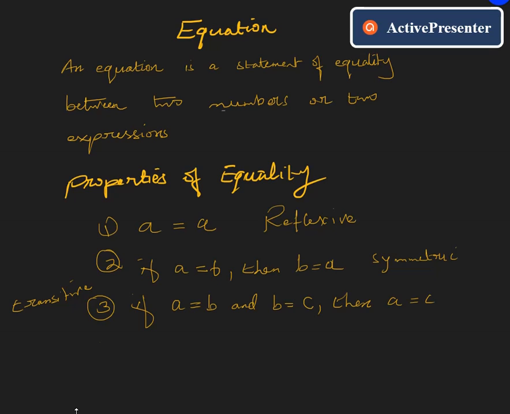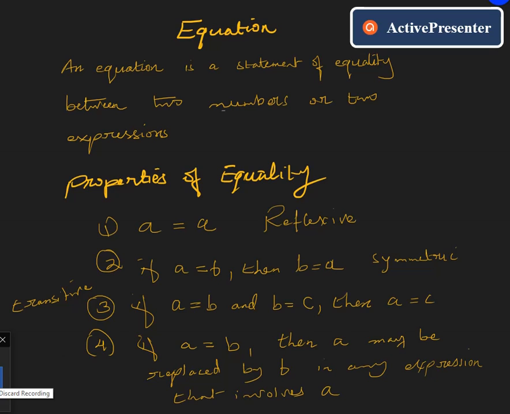The fourth property, if A equals B, then A may be replaced by B in any expression that involves A. This is known as the substitution property of equality. Now we have four properties of equality.